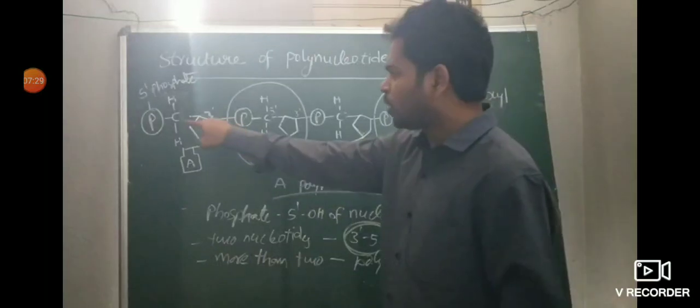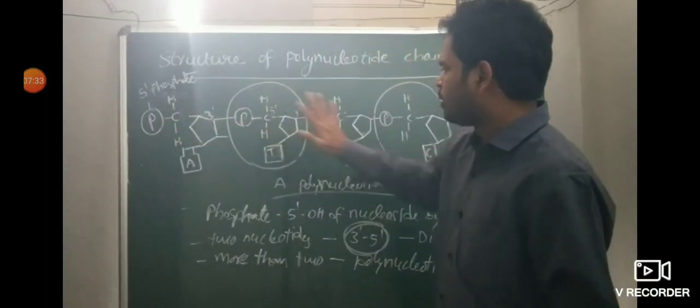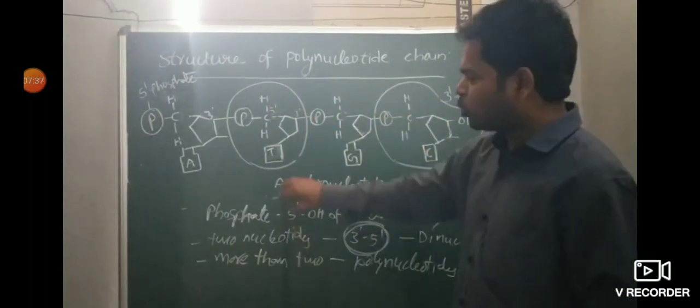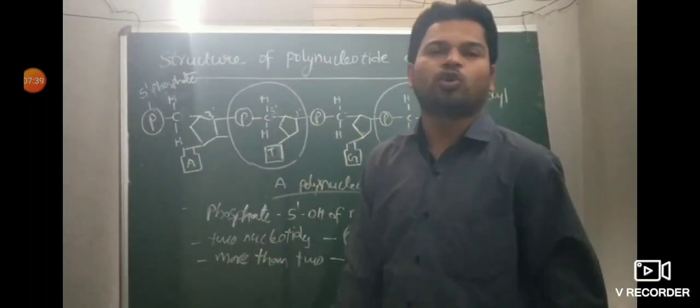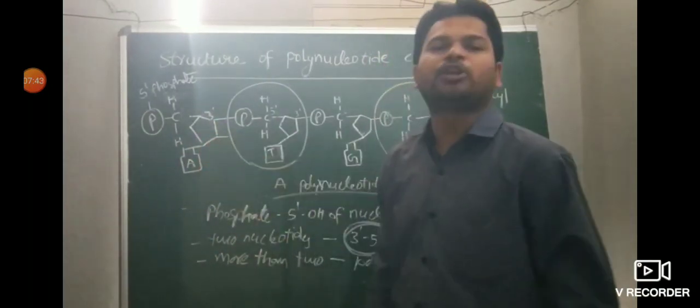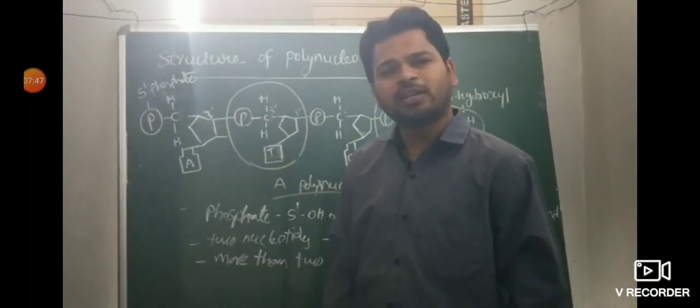The backbone of the polynucleotide chain is phosphate to sugar, phosphate to sugar, phosphate to sugar, the pentose sugar backbone. The nitrogen bases are projected towards the inside only. These nitrogen bases are attached to the pentose sugar. This is nothing but the structure of a polynucleotide chain.